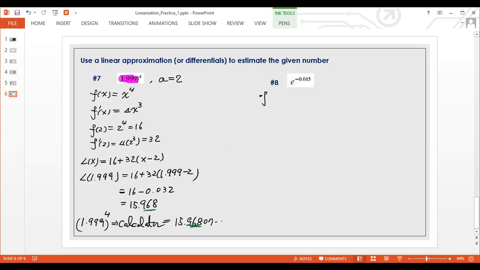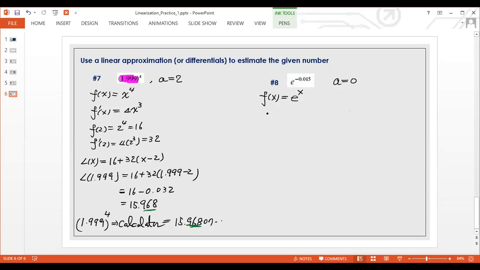Okay, so here, let's say f of x is e to something. So let's choose the function like e to the x. And because 0.015 is very close to what value? Very close to 0. So let's choose a equal to 0. That means I want to find a linear approximation at the point a. Okay, so now let's take a look at how I do this. We can just do like what we did before. Let's take the derivatives here.